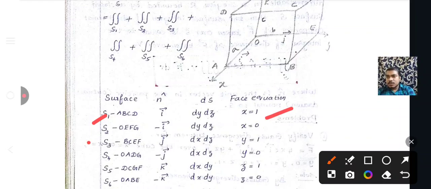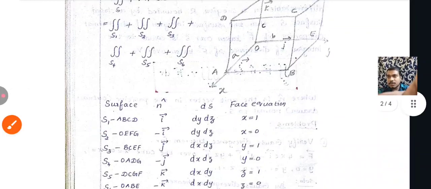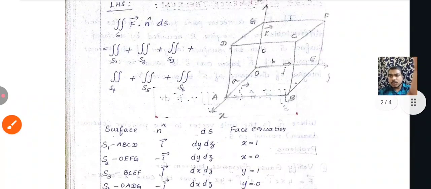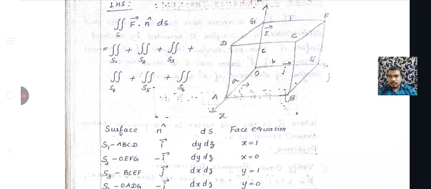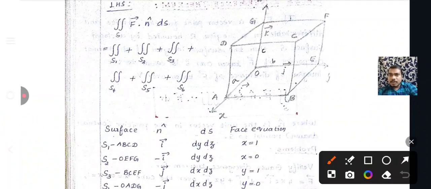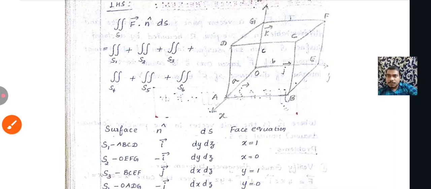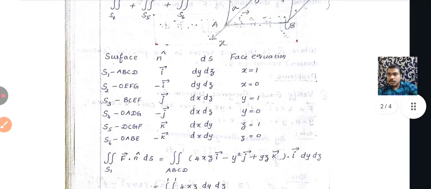Similarly, let us see surface S2. The points are O, E, F, G. It faces the backward direction, so n cap is minus i vector. Similarly, dS is dy dz, and the value of x is 0, the origin. Similarly, we have to work out S2, S3, S4, S5 and S6.